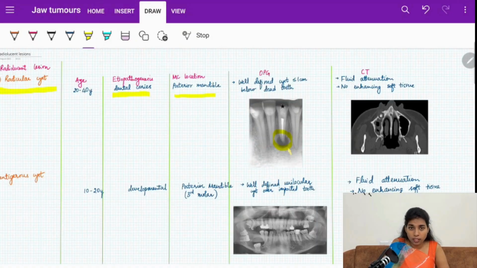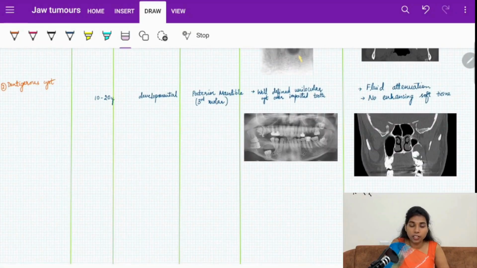We already know this. What makes it a radicular cyst is that it is typically present below a dead tooth. We can see in this example also that this is a dead tooth, and we can see a well-defined cyst sitting below this dead tooth. On CT, we will not see any enhancing soft tissue component.